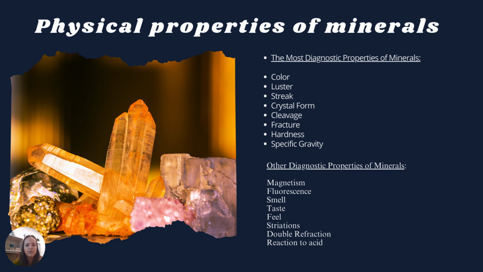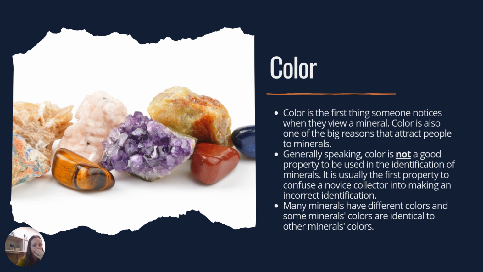All right, so let's start with color. Color is usually the first thing that somebody notices about a mineral. We look at a mineral and we go, okay, well, maybe it's purple. So I actually have one right here that's purple. It's very similar to the one in the picture there. So this is amethyst, and amethyst comes in purple, and it's a variation of quartz.